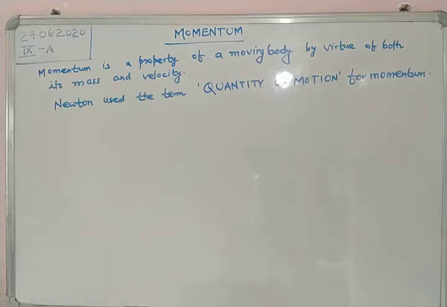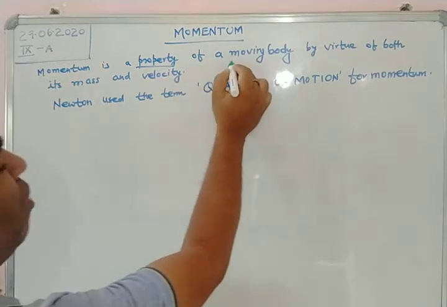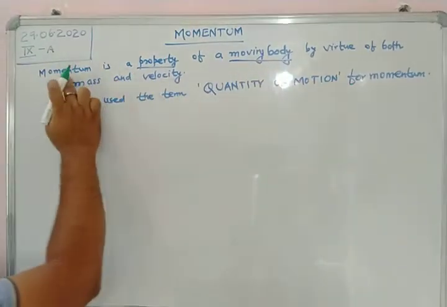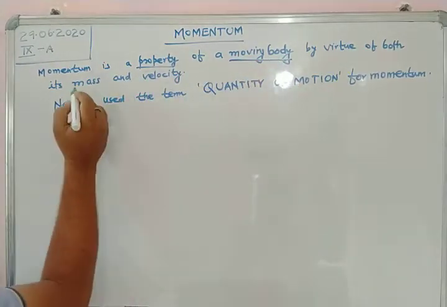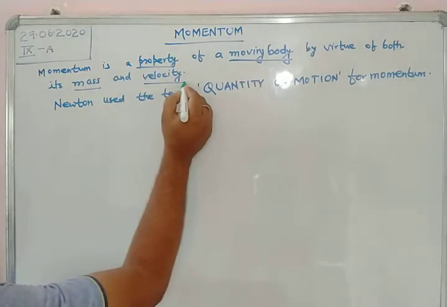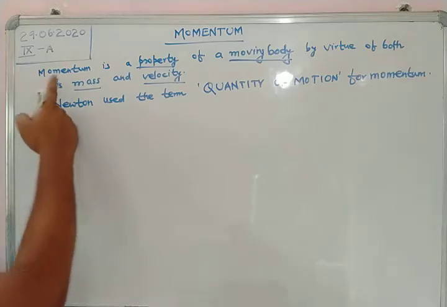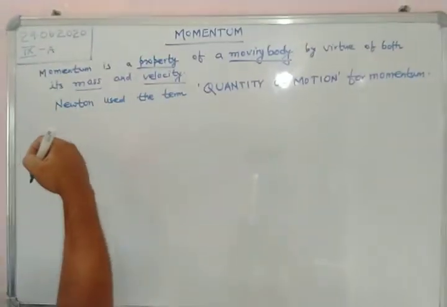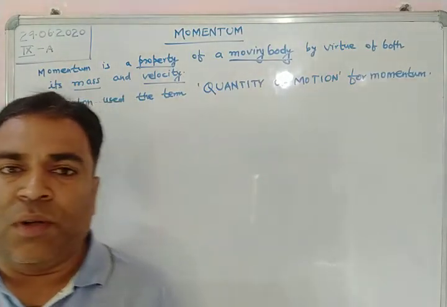Okay, students, what is momentum? We have to answer that. Momentum is just a property of only a moving body. Mark my words. Momentum is a property of only a moving body having two factors, mass and velocity. Momentum is a property of a moving body by virtue of both its mass and velocity. So momentum can be carried in the moving body only.